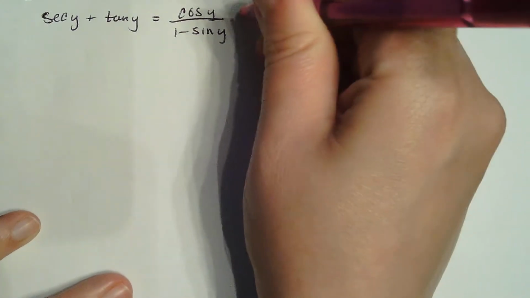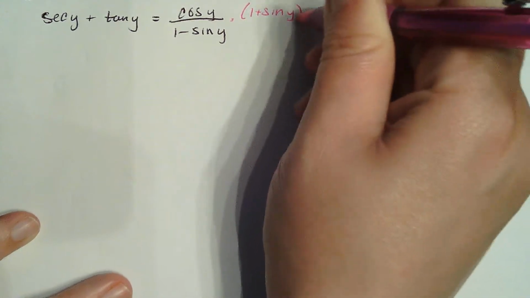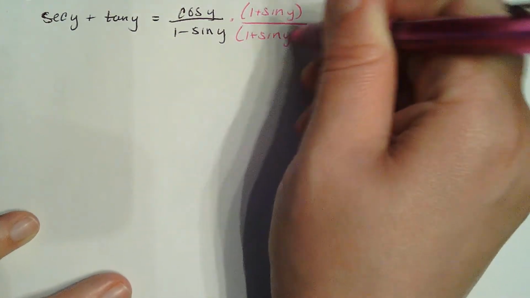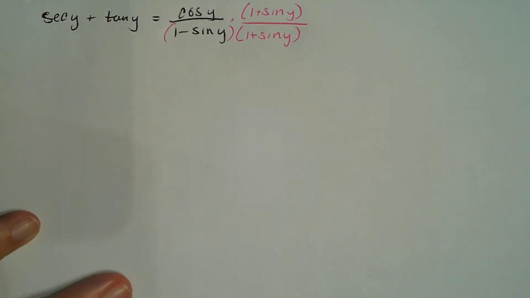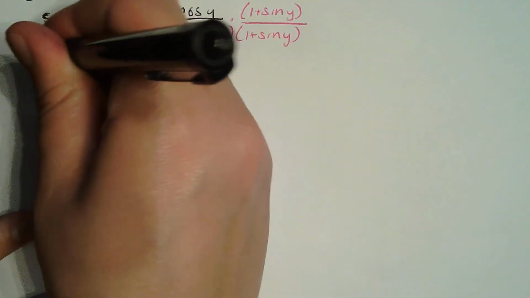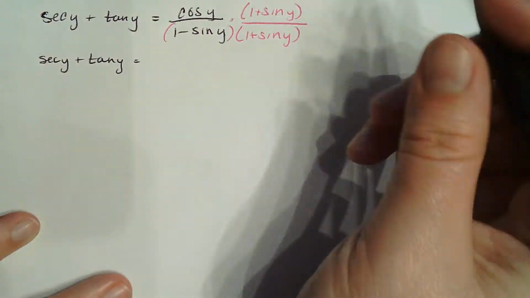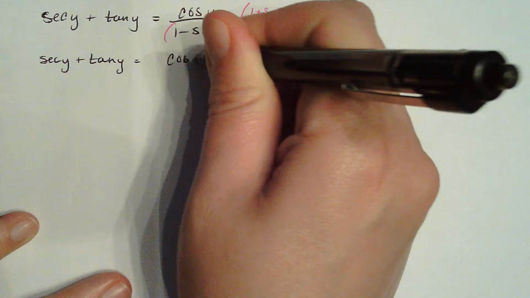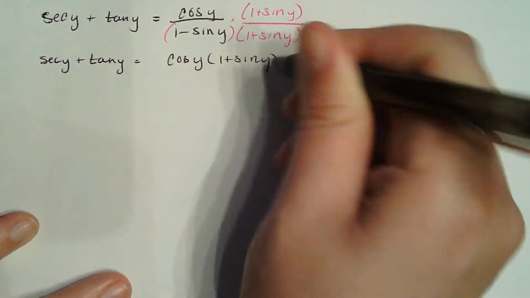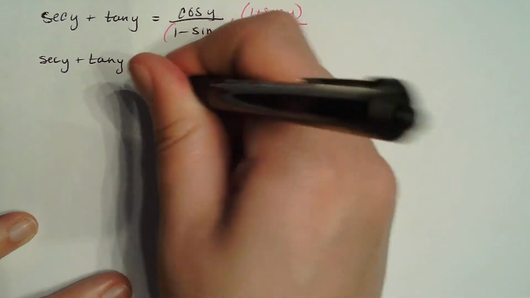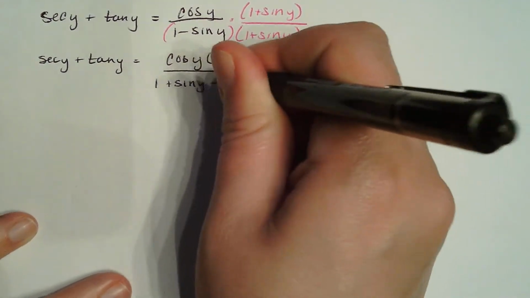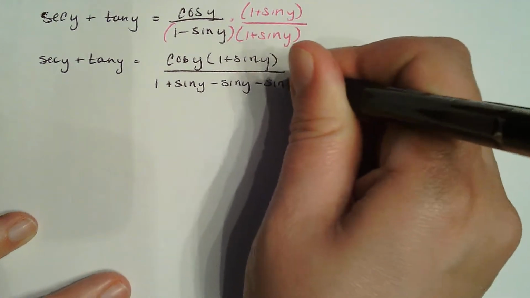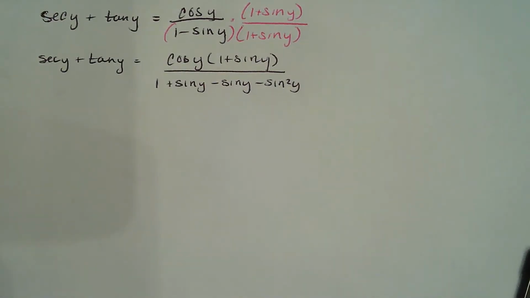So 1 plus sine y will make that cancel very nicely. The top, I'm just going to leave it, I'm not even going to multiply it out. I will eventually. I'm going to leave it for now, though. Cosine y, 1 plus sine y on the top. On the bottom, 1 plus sine y minus sine y minus sine squared y. And on the bottom, just like always, those middle terms will cancel out.